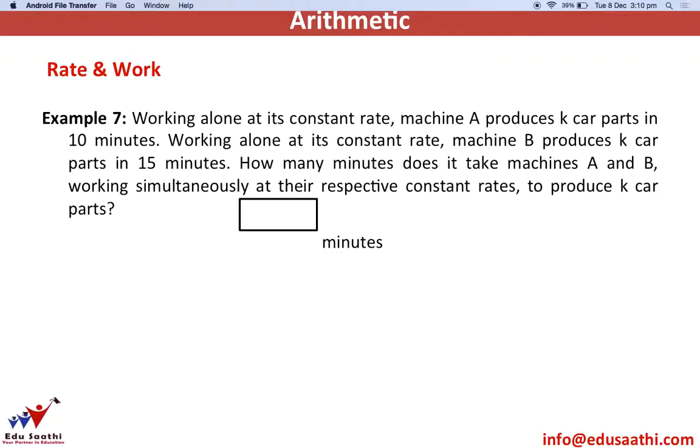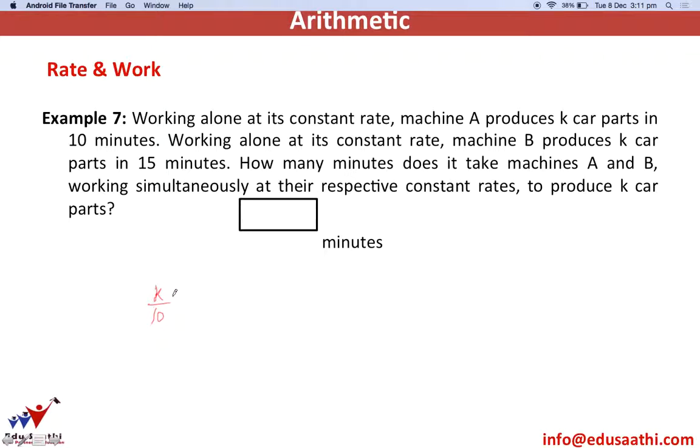Another question related to the same concept is: working alone at a constant rate, machine A produces K car parts in 10 minutes. Working alone at a constant rate, machine B produces K car parts in 15 minutes. How many minutes does it take machines A and B, working simultaneously at their respective constant rates, to produce K car parts? So again, I would look at the work done per unit time. K car parts are produced in 10 minutes.